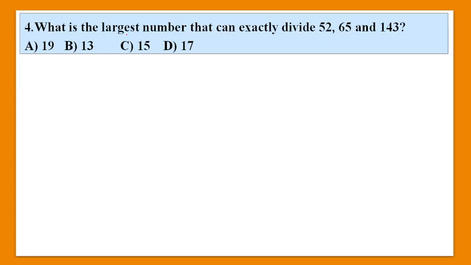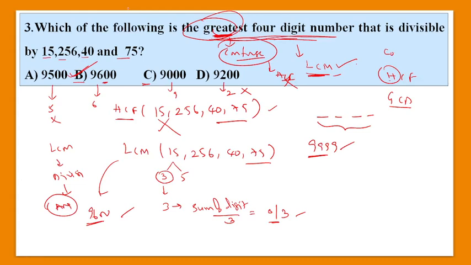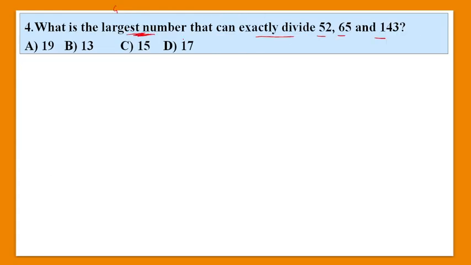What is the largest number that can exactly divide 52, 65, 143? So we need to find the largest number. You need to be clear with the greatest. In the previous question, he asked us to find the greatest four-digit number. But in this problem, he asked us to find the largest number that can exactly divide 52, 65, 143. So this means the HCF concept. This is the HCF of 52, 65, 143.